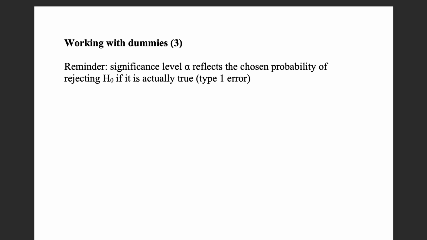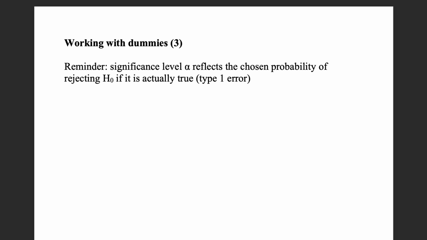It reflects the chosen probability of rejecting our null hypothesis if it is actually true. In other words, we reject the null hypothesis while it's actually true, saying there is a statistically significant effect while there is none. So this is basically how willing we are to make a so-called type 1 error, when we say that there is an effect, when as a matter of fact there is no effect. That is what the significance level alpha reflects.